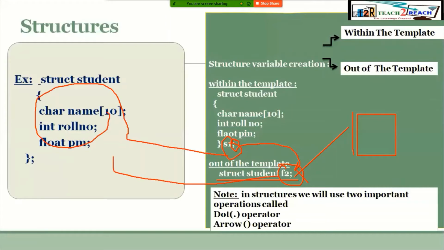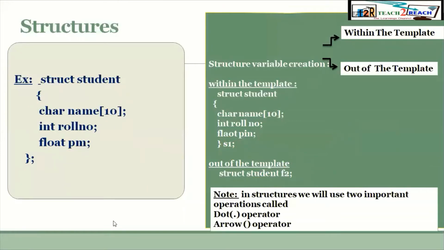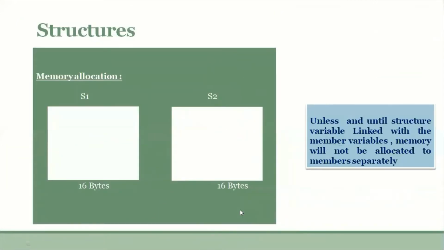Even by using S2 also I can access all these members. To access all these members, two important operators play a vital role. The first one is the dot operator, and the other is the arrow operator. The arrow is not displayed over here, but this is called the arrow operator. When to use the dot operator and when to use the arrow operator will be discussed with the help of an example.